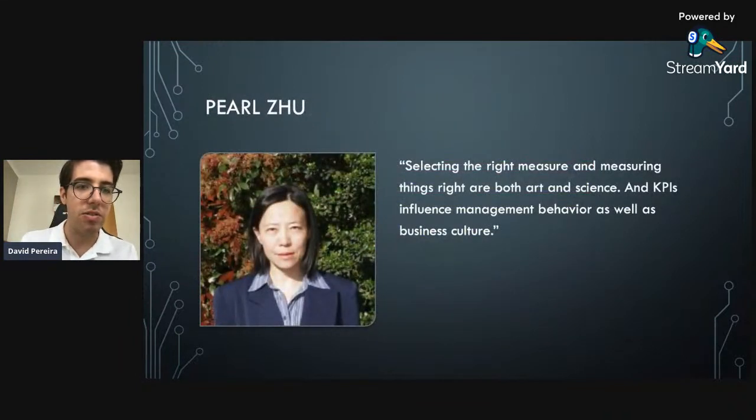So have a look at this. Selecting the right measure and measuring things right are both art and science, and KPIs influence management behavior as well as business culture. So defining the right KPIs is hard, it's really hard. And the example I gave, we needed to monitor our products and then start acting on category management. And then they changed their behavior.